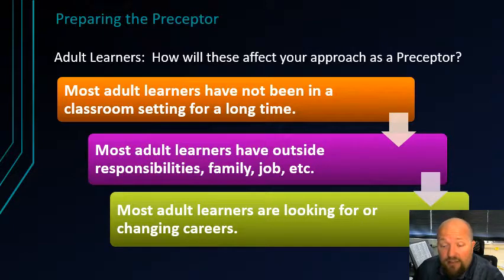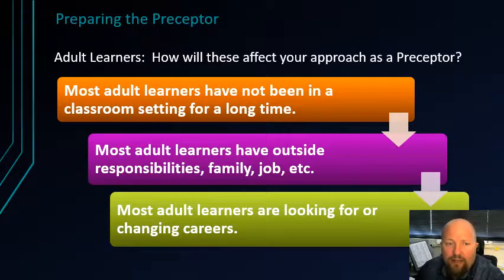Adult learners have outside responsibilities. Most of the people that we work with, especially in our continuing education programs, have outside jobs. They're working full-time and trying to go to school, or at least up to 20 hours a week, trying to do 12 to 24 hours of clinical time a week, as well as trying to maintain a full-time job, trying to raise kids, have a family life and those kinds of things.